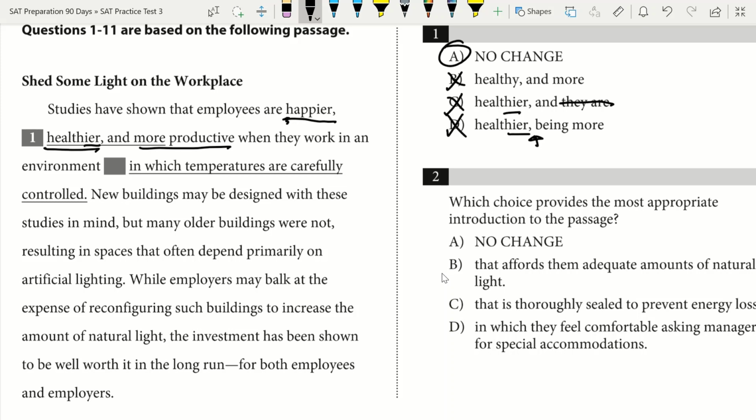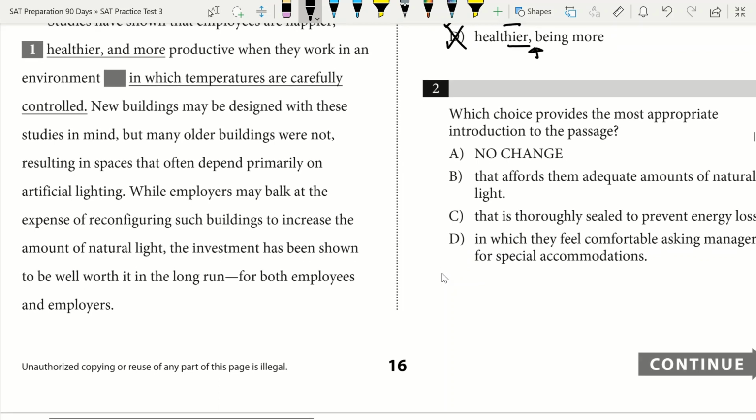So anytime that you see endings are the same, that's an indicator that it's going to be parallelism. Anytime you see a list of 3 adjectives or 3 verbs, that's also an indicator that it's going to be a parallelism question. All right, "when they work in an environment in which temperatures are carefully controlled."